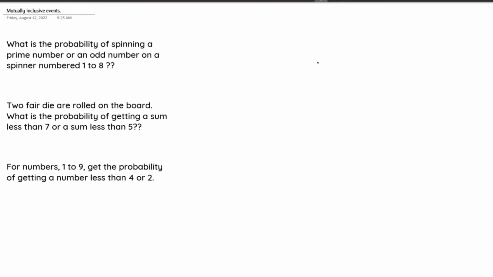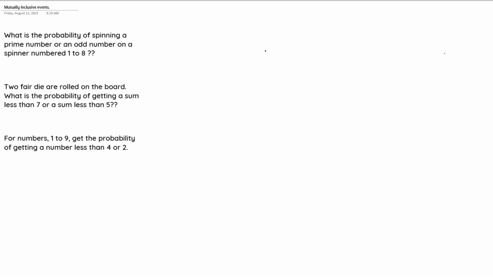So the second question says that 2 fair dice are rolled on the board. What is the probability of getting a sum less than 7 or a sum less than 5? So the first step is for us to get the sample space when we have 2 fair dice rolled at the same time. So I'll be sketching that as fast as possible.